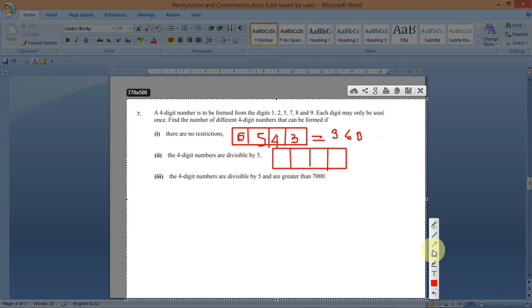To be divisible by 5, the last digit should be 0 or 5, but we don't even have 0 here. So the only option here is just 1. So just write 1 here. So the last digit here should be 5. So that is 1. There's only one way. And now, so that one is out.